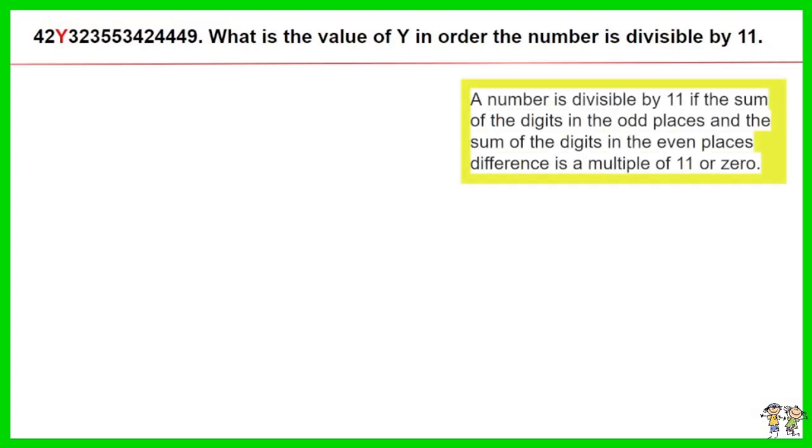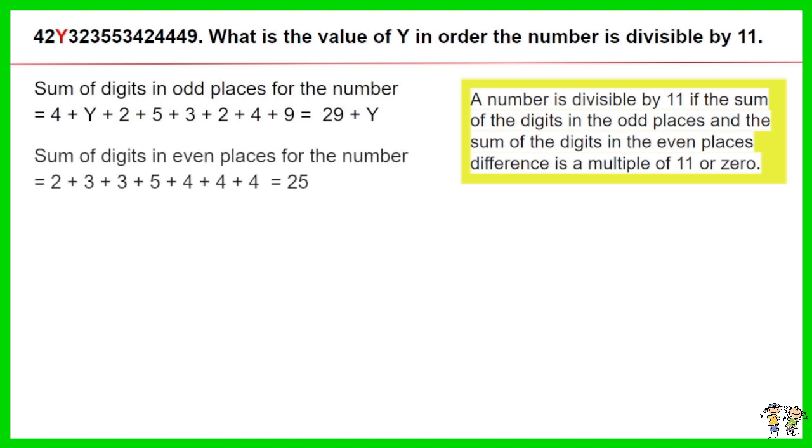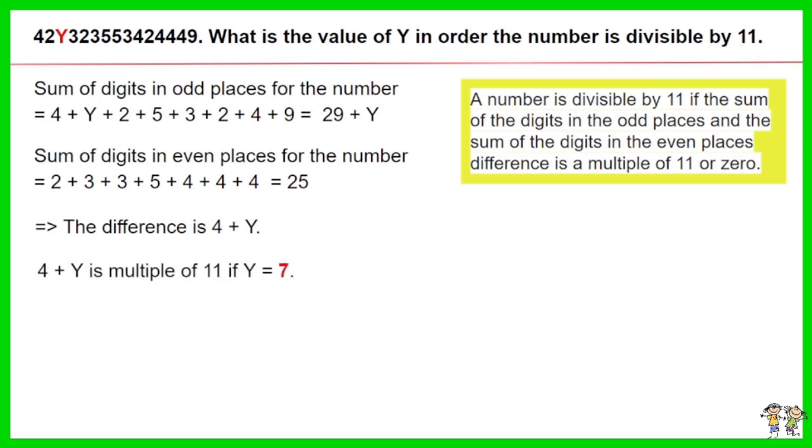Answer for question 11. Based on the divisibility rules, a number is divisible by 11 if the difference between the sum of the digits in the odd places and the sum of the digits in the even places is a multiple of 11 or 0. Sum of digits in odd places for the number equals 29 plus y. Sum of digits in even places equals 25. The difference between the sum of odd and even digits is 4 plus y. 4 plus y is a multiple of 11 if y equals 7. Thus the answer is 7.